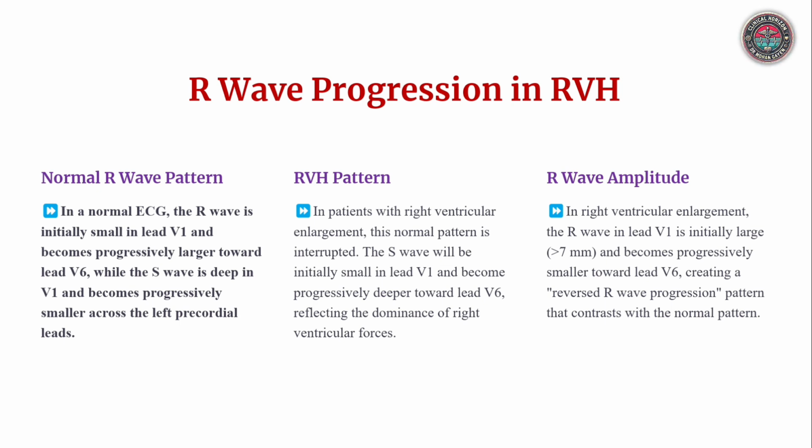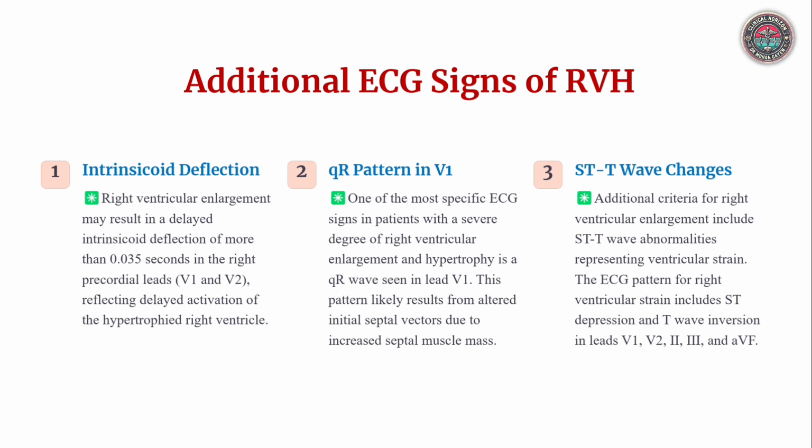Additional ECG signs of RVH. Further ECG indicators of RVH include delayed intrinsicoid deflection in V1 to V2, more than 0.035 seconds, reflecting delayed right ventricular activation. A small QR pattern in V1, where an initial Q wave is followed by a tall R wave, suggests severe RVH. ST-T wave changes, including strain patterns, ST depression, and T wave inversion in leads V1 and V2, leads 2, 3, and aVF, indicate myocardial stress due to chronic overload.